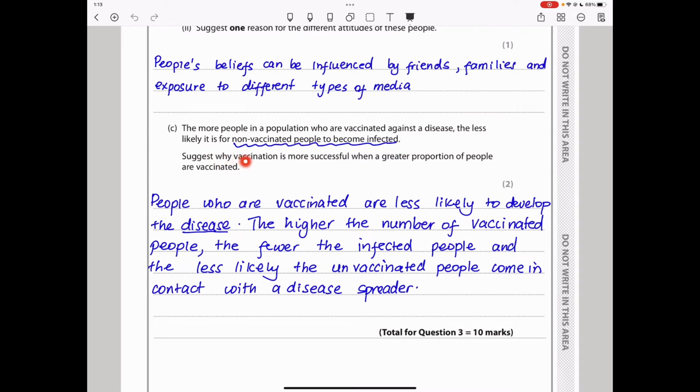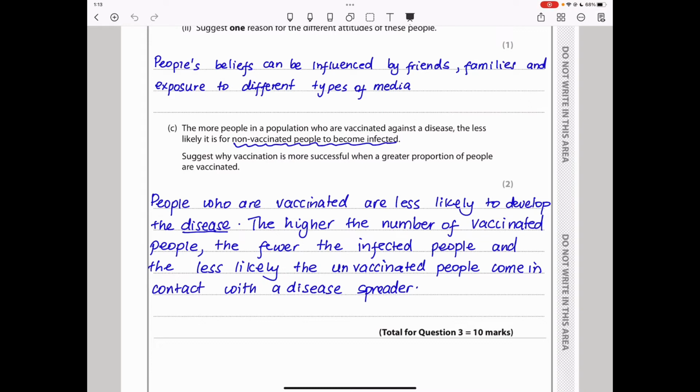This suggests why vaccination is more successful when a greater proportion of people are vaccinated. Now, the key thing is, when people are vaccinated, even if they are infected, their immune system is strong enough to fight in order to prevent the disease symptoms from coming out, or from the person feeling the symptoms of the disease.